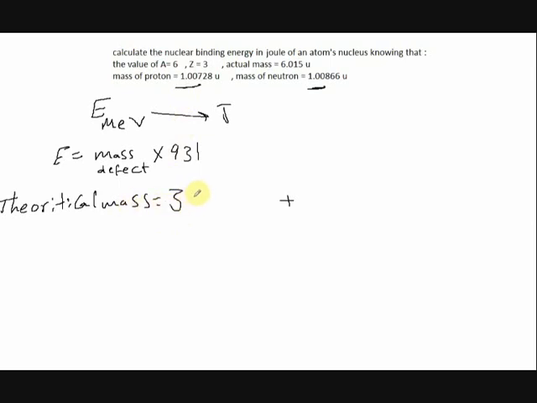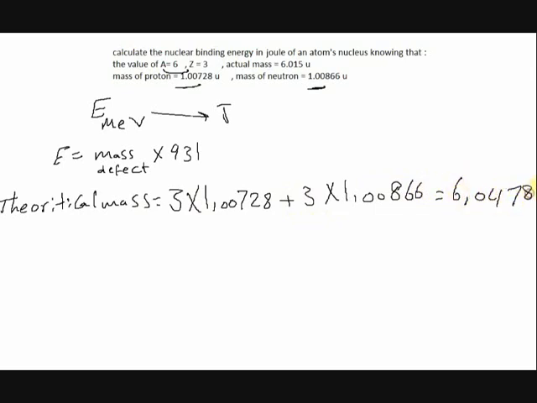So the theoretical mass equals 3 times 1.00728 plus the number of neutrons, which here equals A minus Z, which equals 3. So 3 times 1.00866. The result, the theoretical mass, equals 6.0478 atomic mass unit.